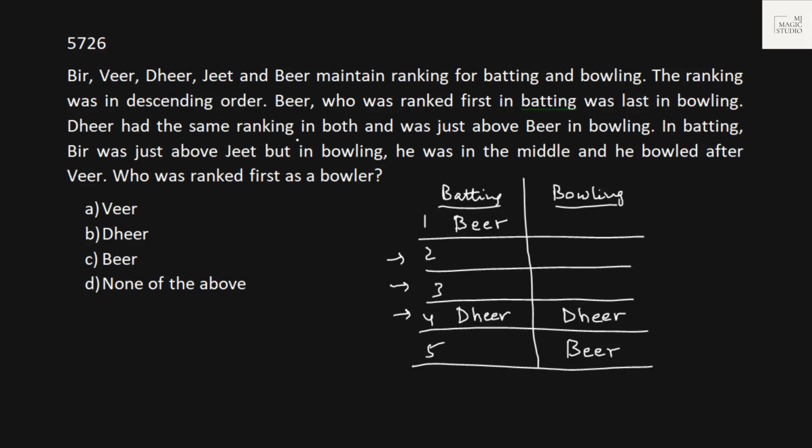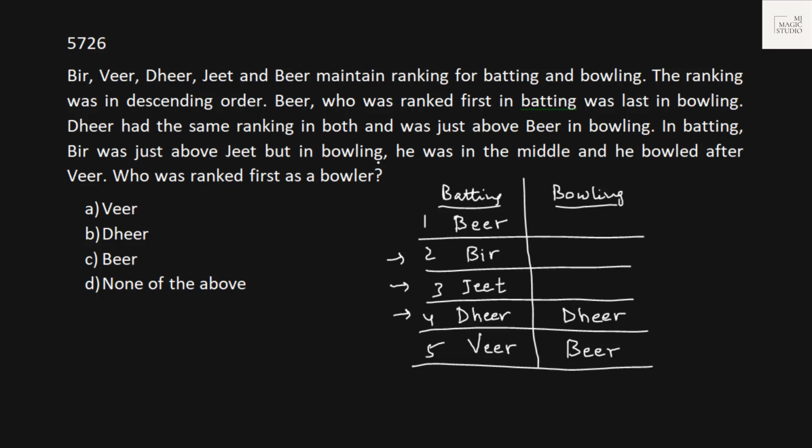Because Dheer has the same ranking in both. In batting, Bir was just above Jeet. Just above Jeet. So only these 2 positions are there. This should be Jeet and this is Bir. And we are left with Veer. Should be 5th in batting.